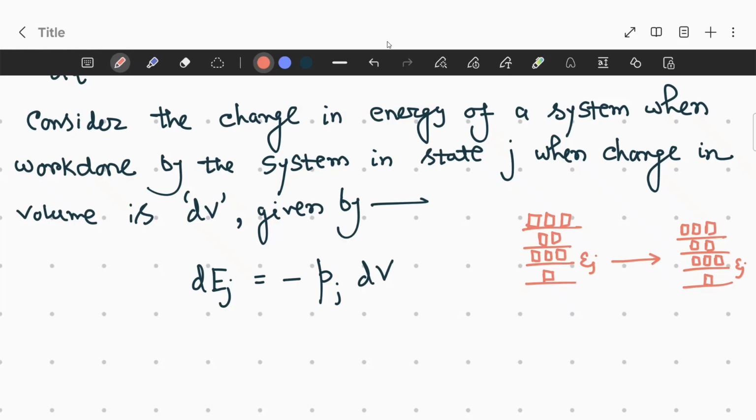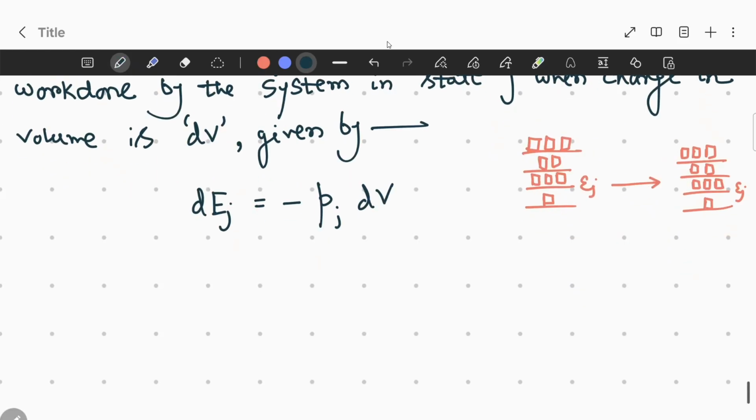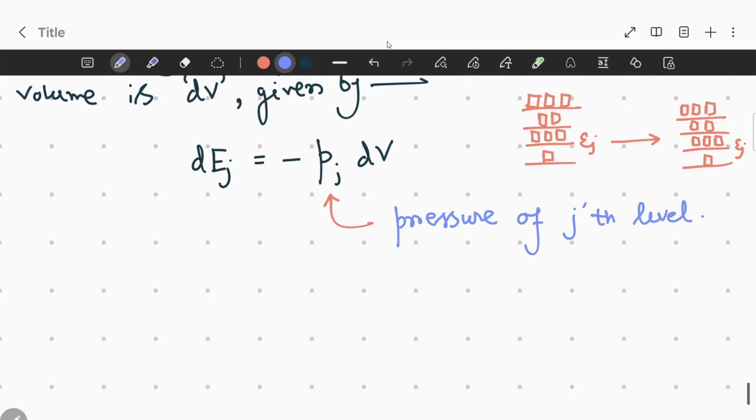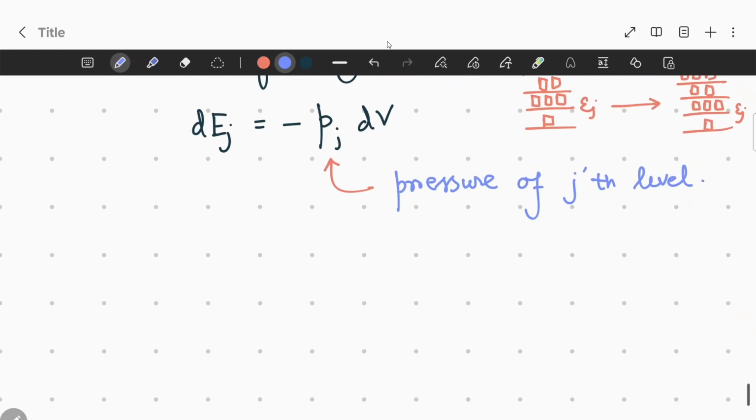Okay. And that is related to PdV. This P is called pressure. This is analogous to pressure, pressure for individual level, pressure of the jth level. So what you can write? How can you determine this?